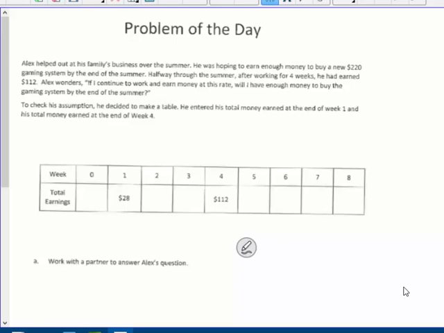To check his assumption, he decided to make a table. He entered his total money earned at the end of week 1 and his total money earned at the end of week 4. So key words there, at this rate. Well, rates are a comparison to 1, and here's our 1 right here. In 1 week, he earned $28. Is that the same rate if he worked 4 weeks? So is 1 to 28 going to be the same thing as 4 to 112?